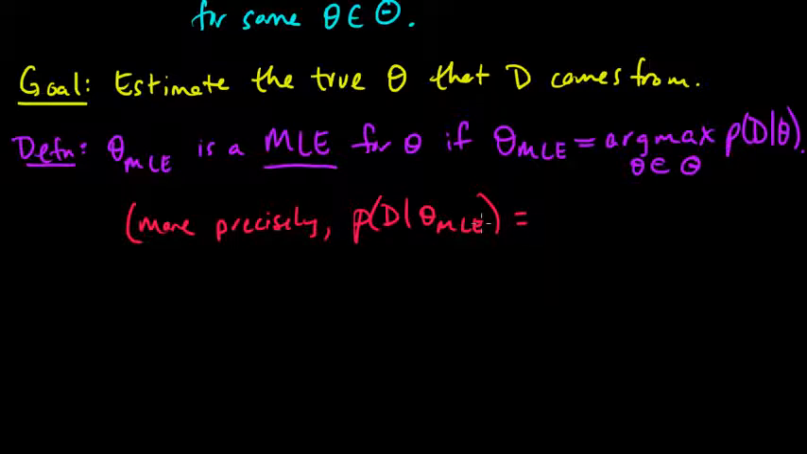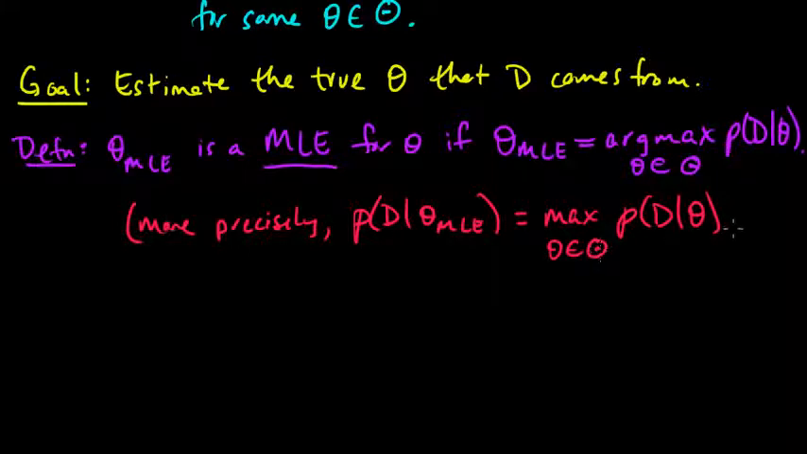So more precisely, the theta MLE satisfies that the probability of the data under theta MLE equals the maximum value attained by the probability of the data given theta, as theta ranges over all possible thetas. This is more correct because there might not necessarily be a unique maximizer of this. There could be more than one. And that's why this is more correct to say.